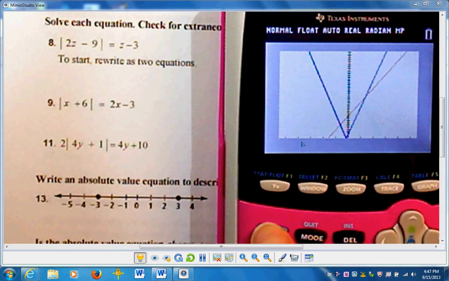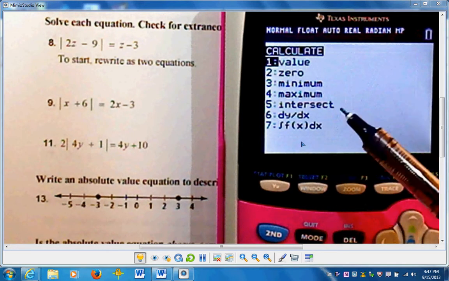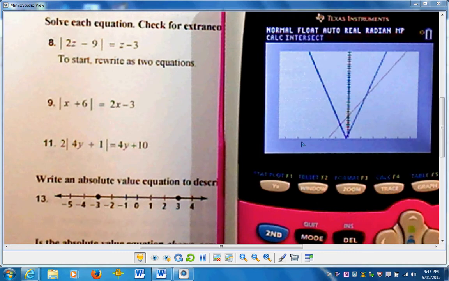So I'm going to do second trace, and I'm going to find my intersection, number 5. And let's do the one on the left so we're consistent. So I'm close to the one on the left. I'm on my first curve. Now my second curve. I'm just pushing enter until I get my answer. So my intersection is where x is -1, y is the value 6.